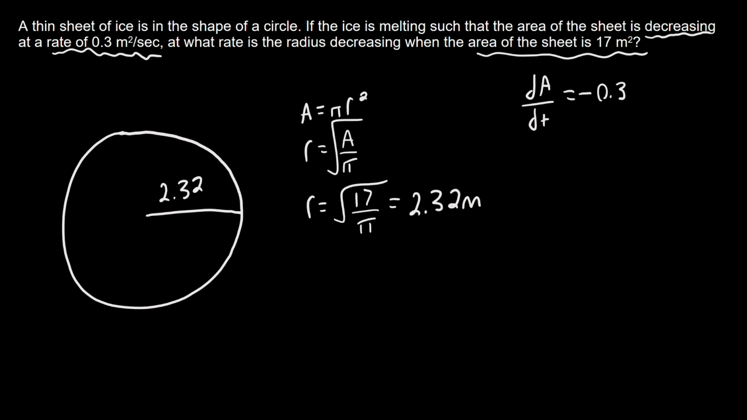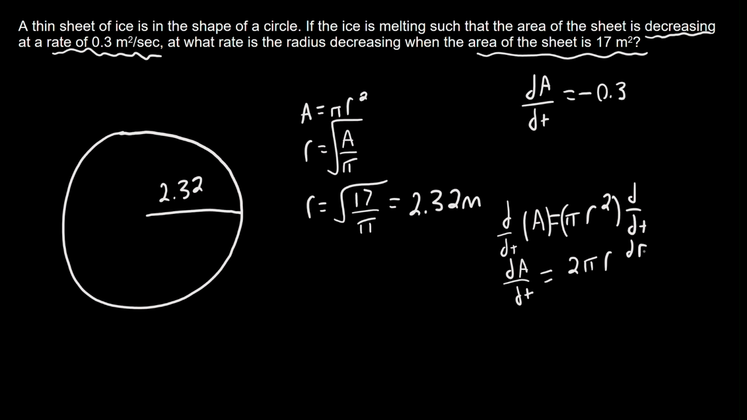So to solve this, we're going to use the formula for the area of a circle. So A equals pi r squared. We're going to differentiate with respect to time on both sides. And we're going to get dA over dt equals 2 pi r dr over dt. So we have dA over dt, we have the radius, so all that's left to solve is dr over dt.